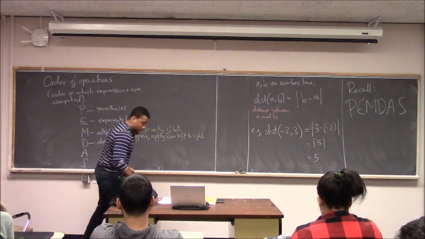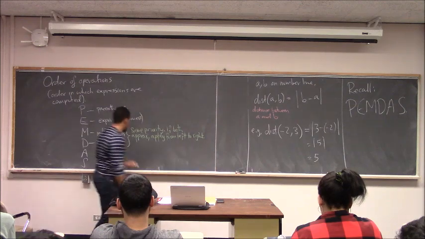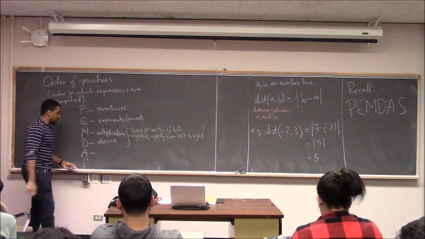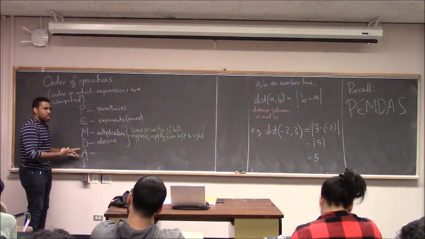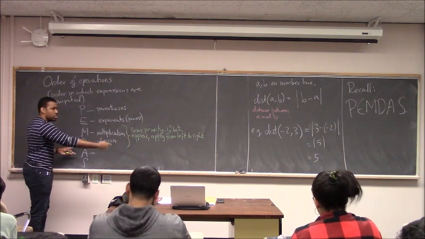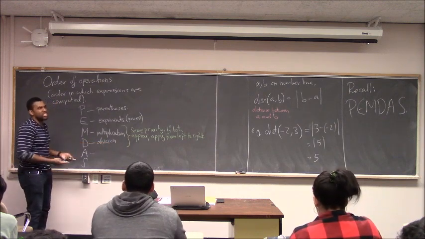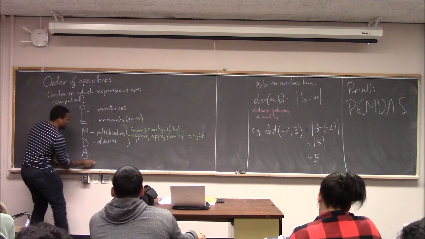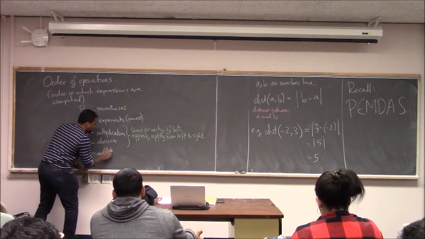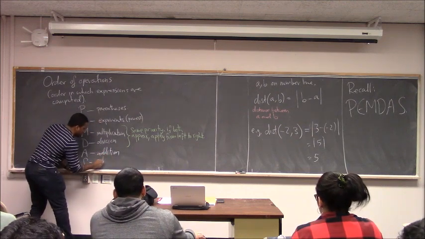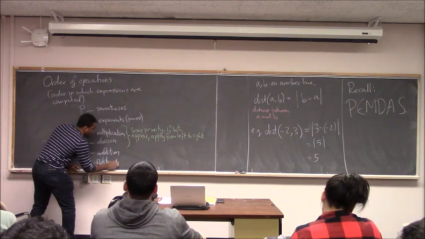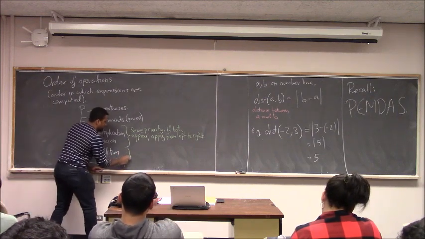Addition and subtraction are the last two, and they are similarly applied. Because again, we looked at this. Addition is just moving to the right on the number line, while subtraction is moving to the left. They're essentially the same kind of operation. So this is addition and subtraction.